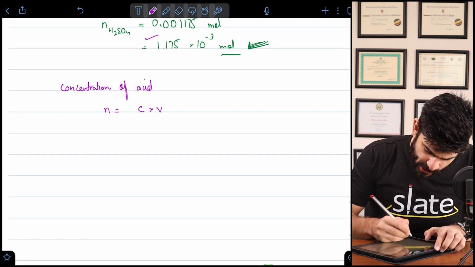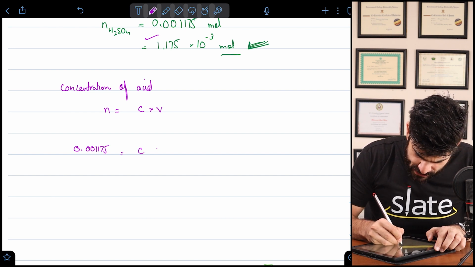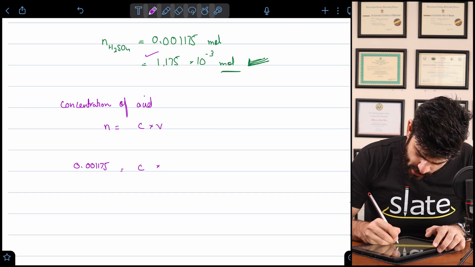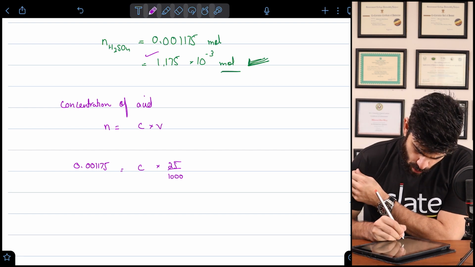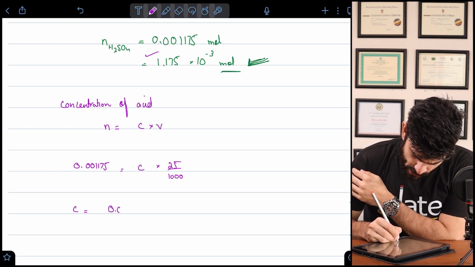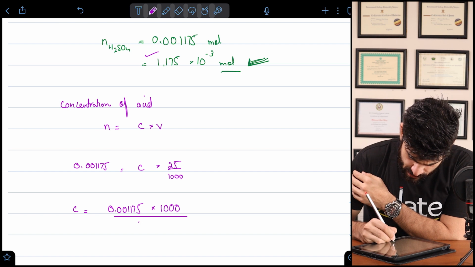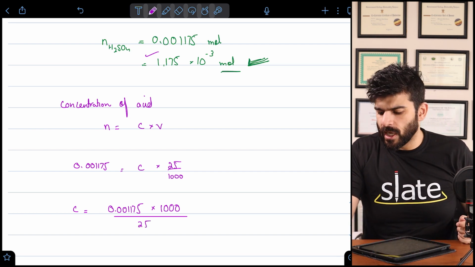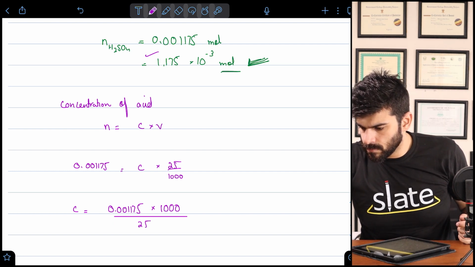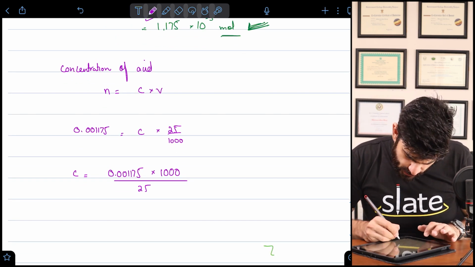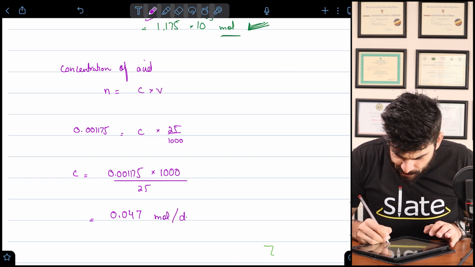So moles, we just calculated them here. So 0.001175 equals C into 25 divided by 1000. We get the value where C equals 0.001175 into 1000 divided by 25. So let's see what the answer comes in. So the answer is 0.047 mole per dm cube.